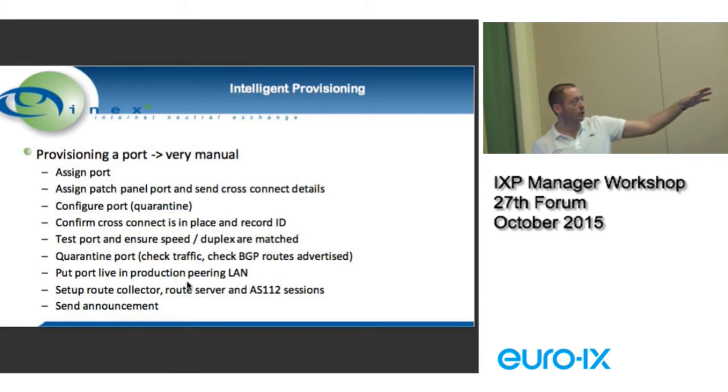We configure the port in quarantine. We confirm the cross-connect is in place and record the data center's ID. We test the port, ensure speed and duplex are matched. We quarantine the port, which means we check for spanning tree, discovery protocols, all that kind of stuff that we shouldn't see on the exchange.